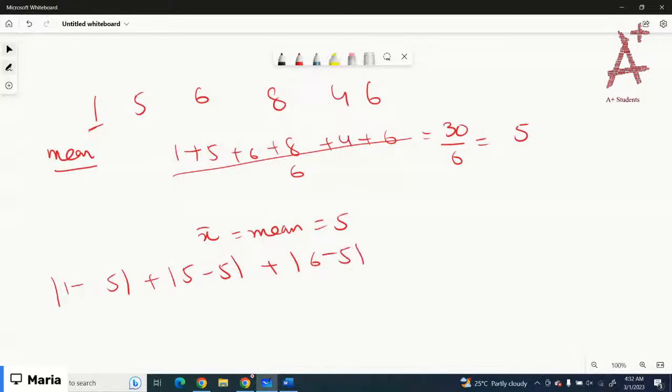You have to calculate their absolute values. Absolute value means no negative value.